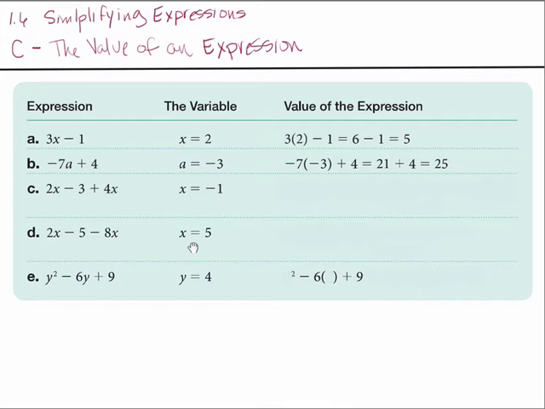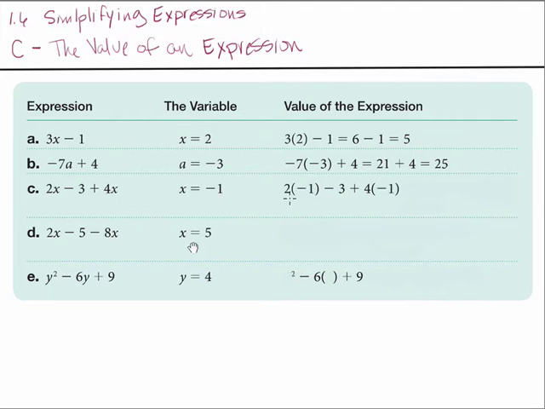In the next example, we have 2 places where there's an x that needs to be replaced. Rewrite the expression so that in place of an x, you have a blank space. This used to be 2x minus 3 plus 4x. Now replace the x with the value you are given, -1.